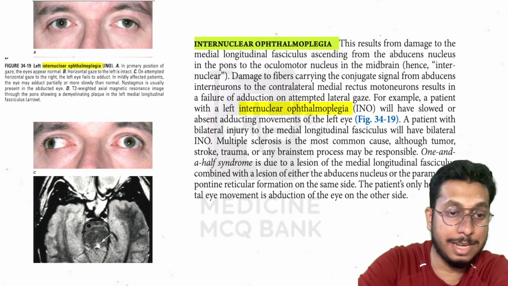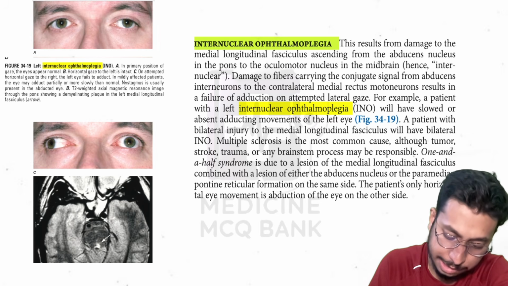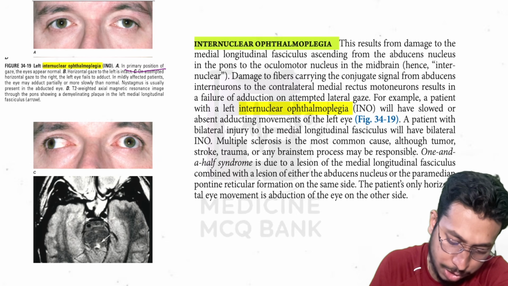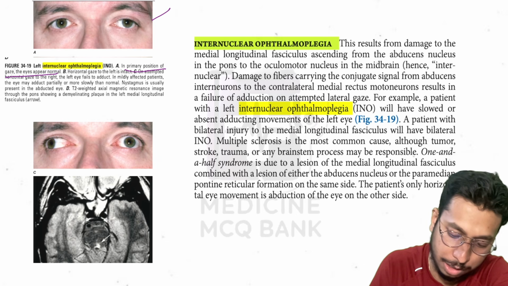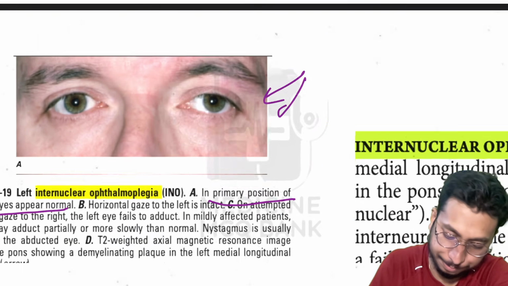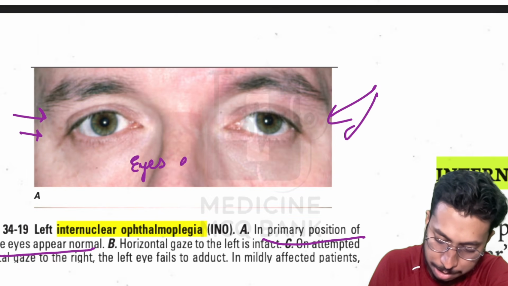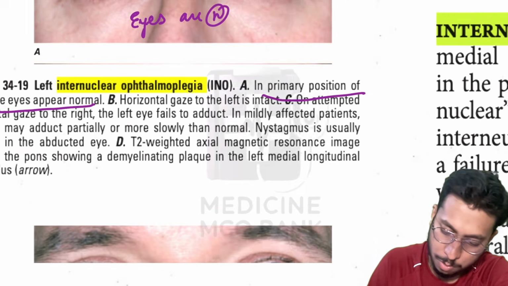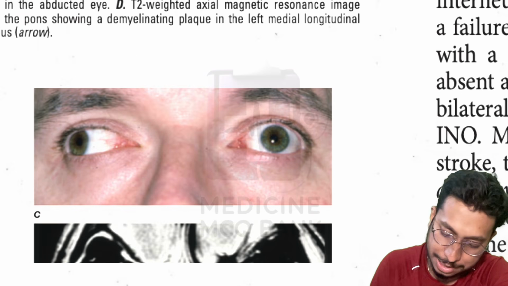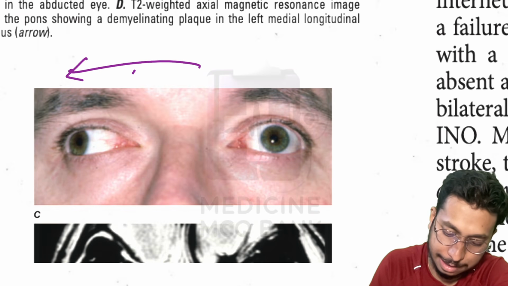so what is given here? This is the primary gaze. In primary gaze, the primary position of the gaze, the eyes are normal. So in the first diagram, as you can see here, it is the primary gaze, eyes are normal.